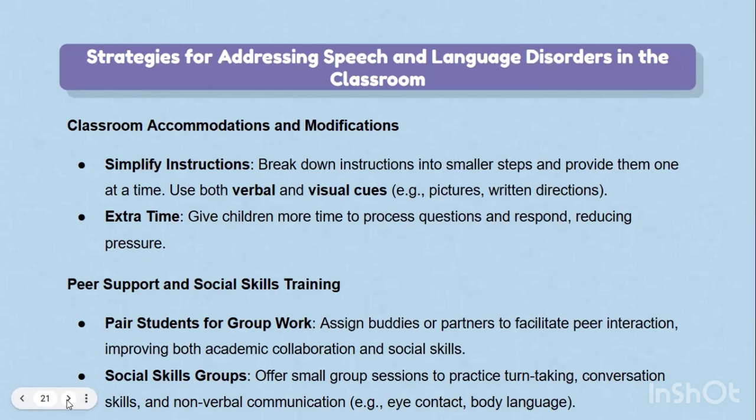So by pairing a student who may struggle with a particular task with a peer who has a strength in that area, both students can learn from each other, build positive relationships, and practice social interactions in a supportive environment. For example, a student who struggles with reading comprehension might be paired with a more confident reader to help.